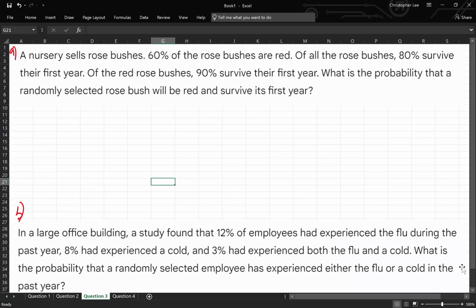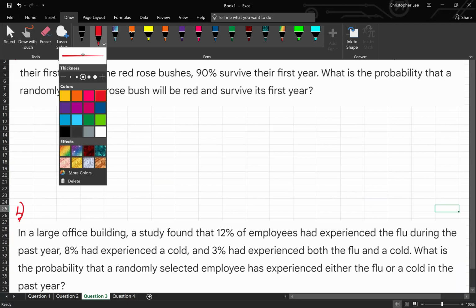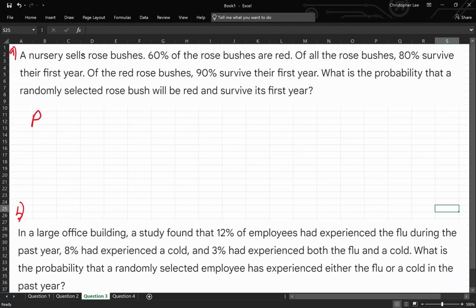All right. So we want to know what is the probability of red and first. It really is survive, but I'm just going to say first. It's an easier word, right?